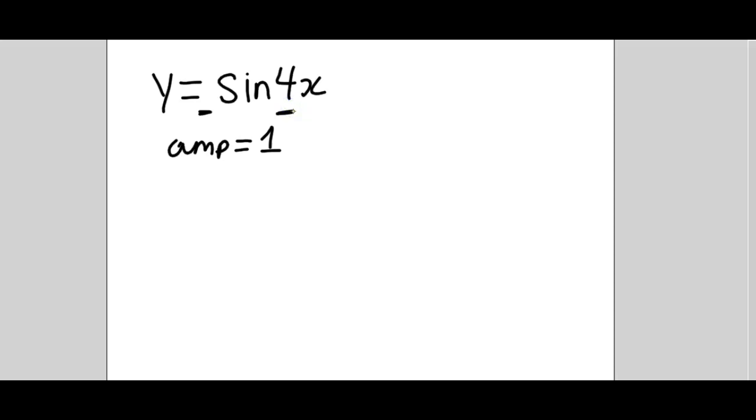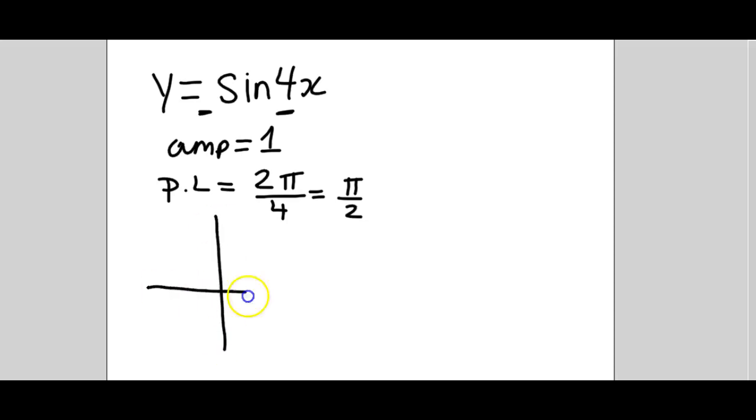So I told you our period length is always, oh, here we go, 2 pi over whatever B is. And our B in this situation is 4. So it's going to be 2 pi over 4, which is pi over 2. Okay, so that's going to be our period length this time. So everything's still going to work the same.